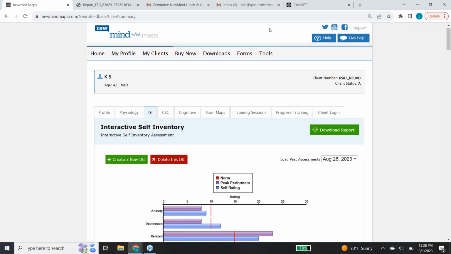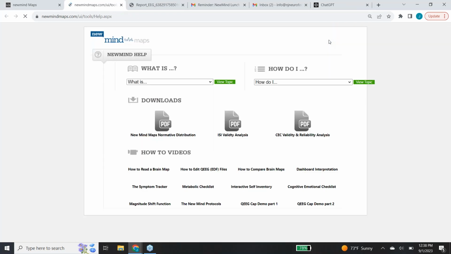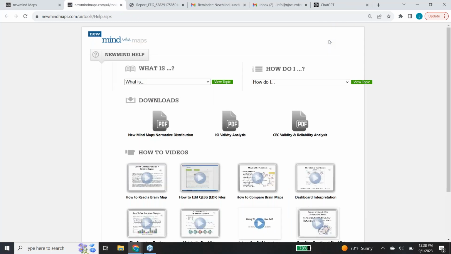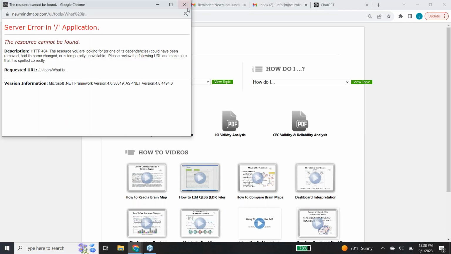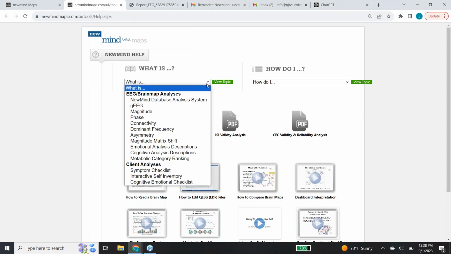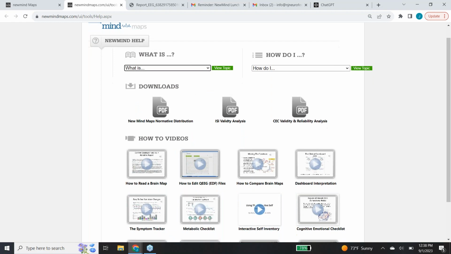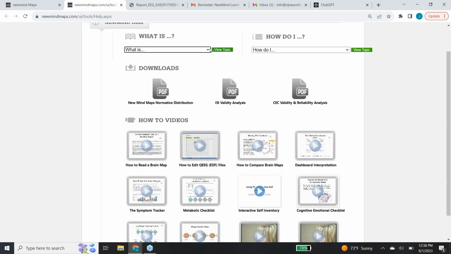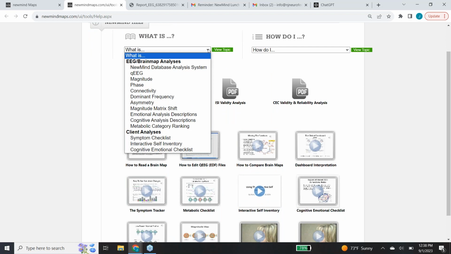There they are. It says normative distribution of the database. That's not been updated, but ISI validity and analysis tells you how we put it together, where the concepts came from, what instruments it was cross-correlated with, what the statistical cutoff points were, and what statistics we use. And so there's no mystery. There shouldn't be any doubt about the validity and reliability. Those numbers are in there too.